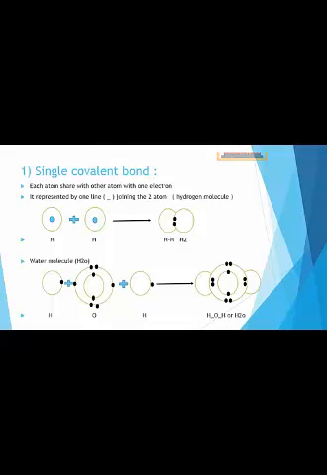The second example is the water molecule. The water molecule, H2O, consists of two hydrogen atoms and one oxygen atom. Each hydrogen atom will share 1 electron, and the oxygen atom will share 1 electron with every hydrogen atom. So after this single covalent bond combination, as you see in this slide, oxygen will contain 8 electrons in the outermost energy level. Every hydrogen atom will contain 2 electrons in the outermost energy level.